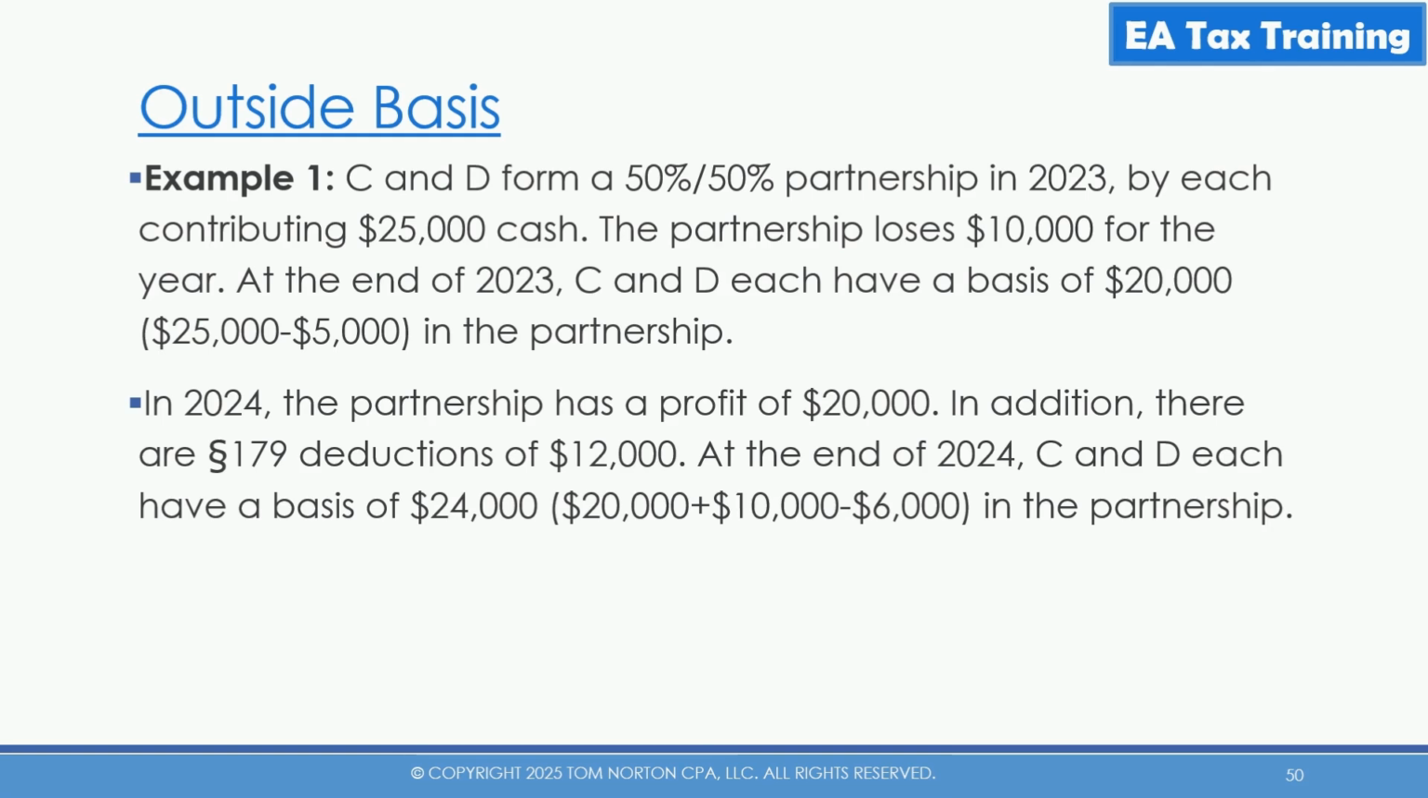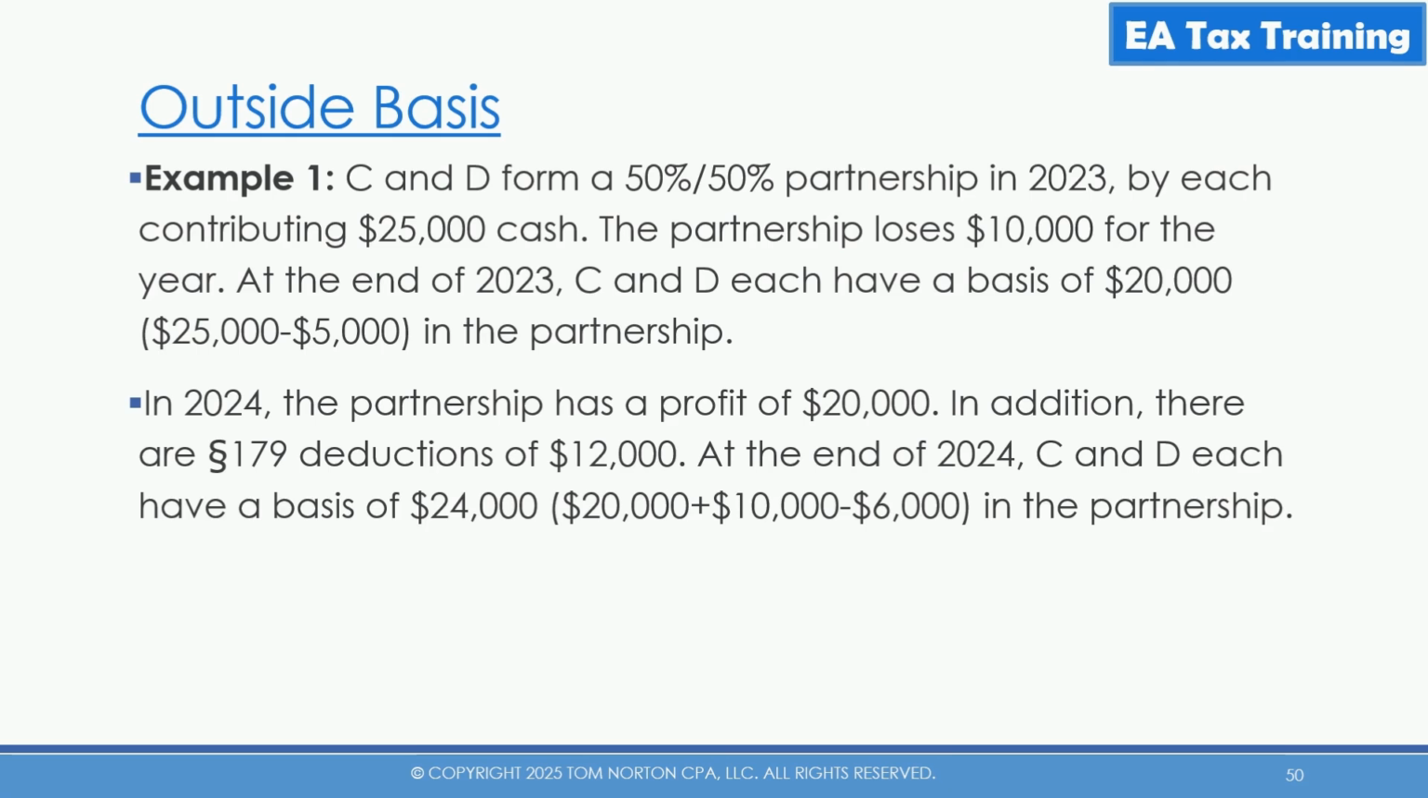At the end of 2023, C and D each have a basis of $20,000. It's the $25,000 they contributed minus their $5,000 share of the loss. In 2024, the partnership has a profit of $20,000. In addition, there are Section 179 deductions of $12,000. At the end of 2024, C and D each have a basis of $24,000.